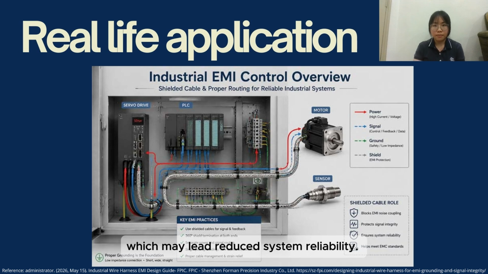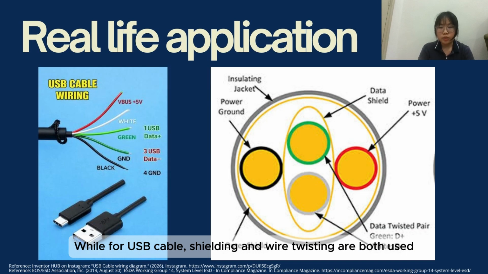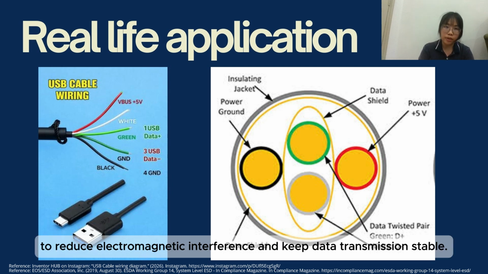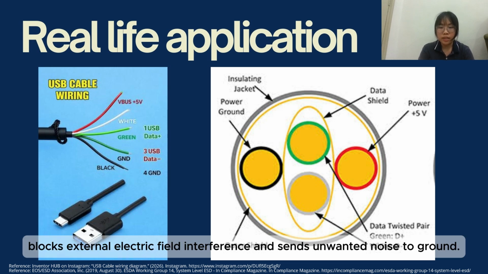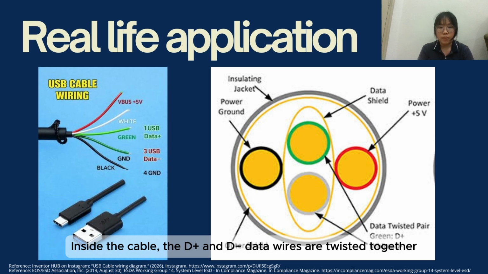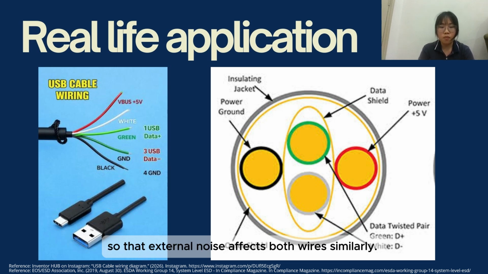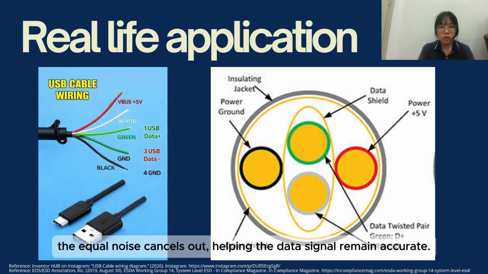While for USB cables, shielding and wire twisting are both used to reduce electromagnetic interference and keep data transmission stable. From the picture here, we can see that there is a metal shield around the cable that blocks external electric field interference and sends unwanted noise to the ground. Inside the cable, the D+ and D- data wires are twisted together so the external noise affects both wires similarly. Since the USB reads the difference between the two wires, the equal noise cancels out, helping the data signal to remain accurate.